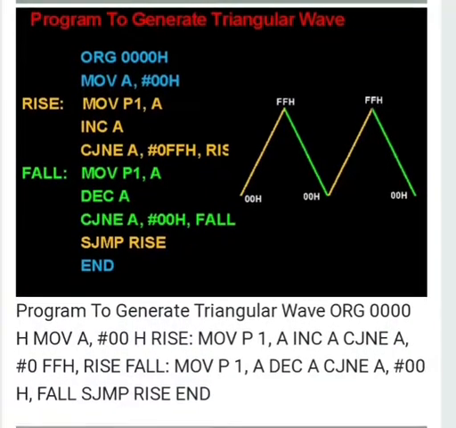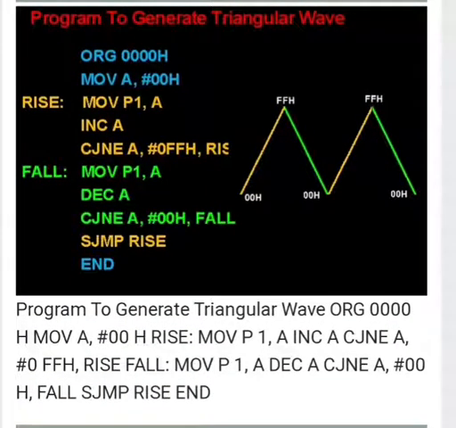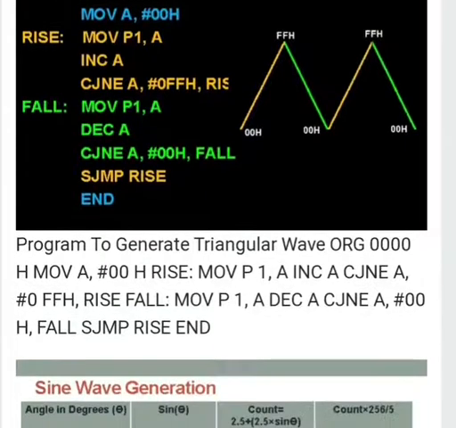Now here is the program to generate the triangular wave. So at 00 it is at the original position, 0 position. At FF it is at the high point, that is 1, or we can say rise.